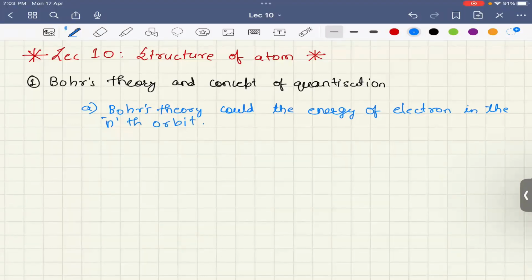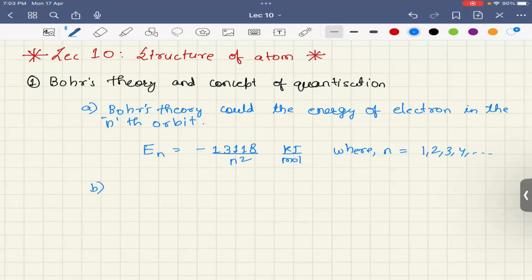According to Bohr, the electron in the hydrogen atom can have energy values given by the relationship: energy of an electron in the nth orbit, E_n, is equal to minus 1311.8 divided by n square kilojoule per mole, where n is equal to 1, 2, 3, 4. It should be a whole number. So n cannot have a fractional value, so the electrons cannot have all possible values of energy, but only those values for which n is a whole number.